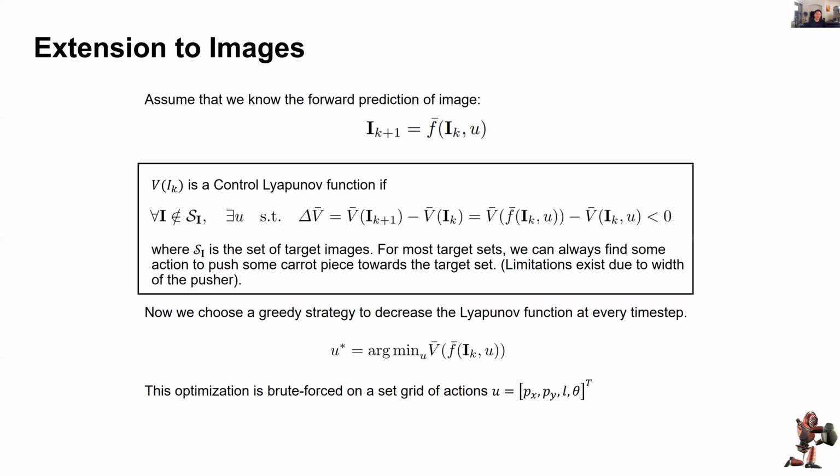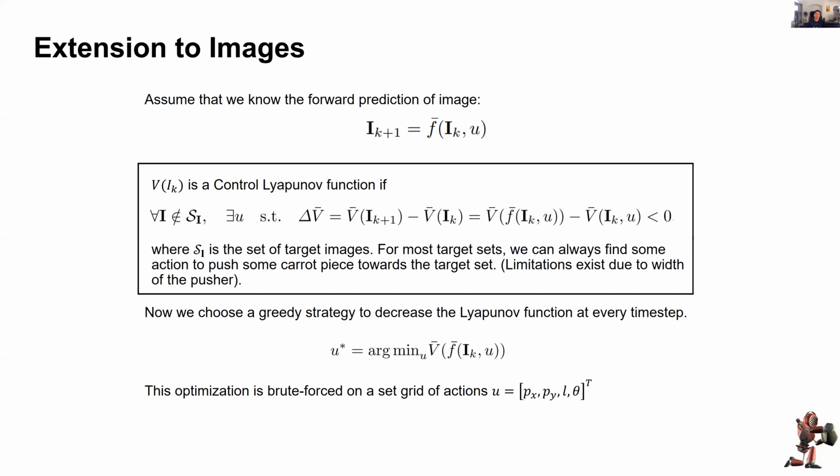If for all images that are not successful yet, I can always find an input that can drive me downhill in this Lyapunov landscape. And for most target sets, this seems to hold, because I can always find a small shared piece on the edge of the board that I can isolate and push towards the target in order to decrease the Lyapunov function. But we're going to say it's an assumption, because depending on the shape of the target set, it could be extremely non-convex, and given the paddle width, the pusher width, we might not be able to achieve this. So we're going to assume that we can always drive this downhill.